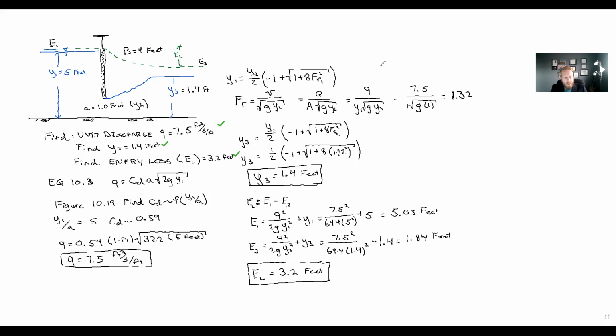Now, what is 3.2 feet of energy loss? Is that a lot, a little? How much is 3.2 feet of energy loss? Is there any way to quantify that in some kind of a unit that we would be able to better understand?